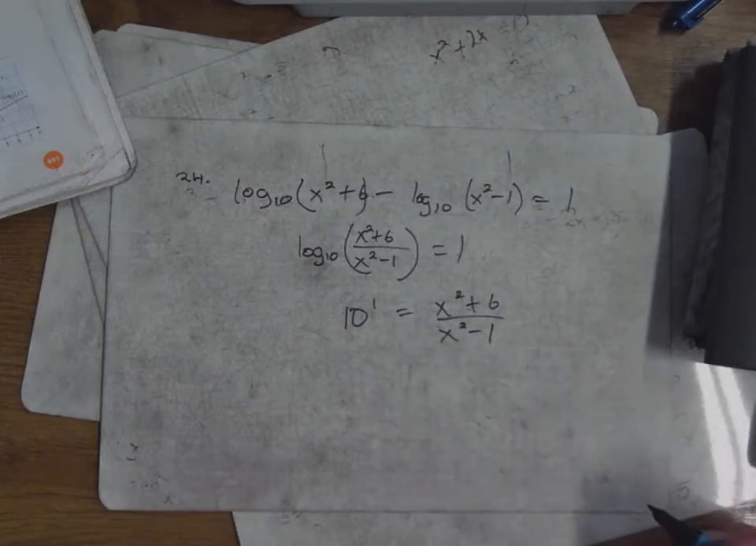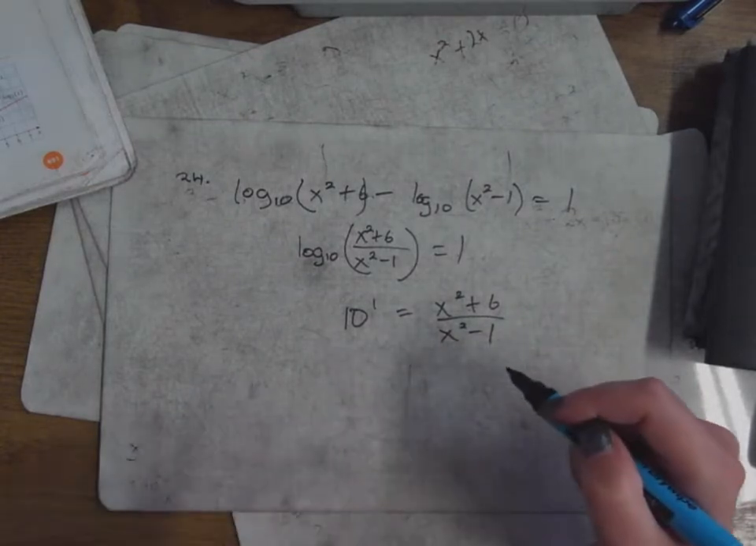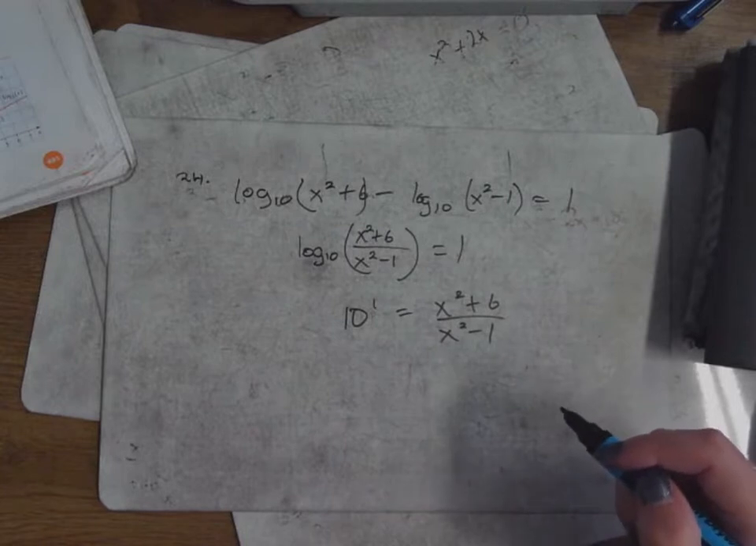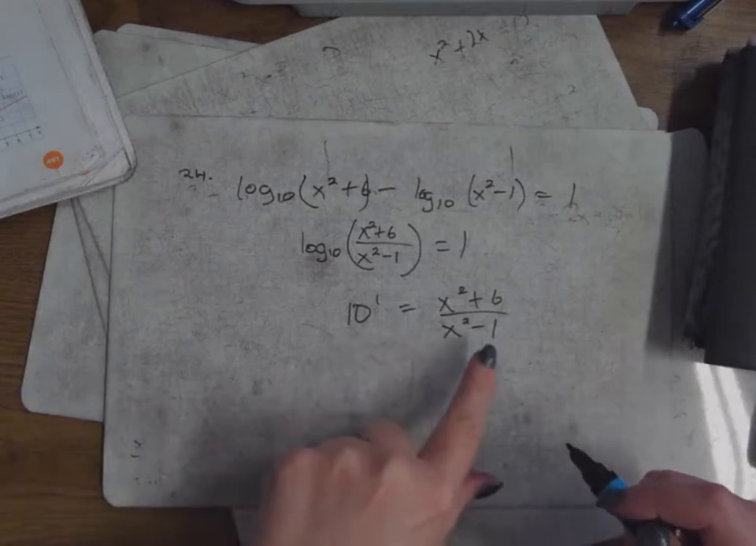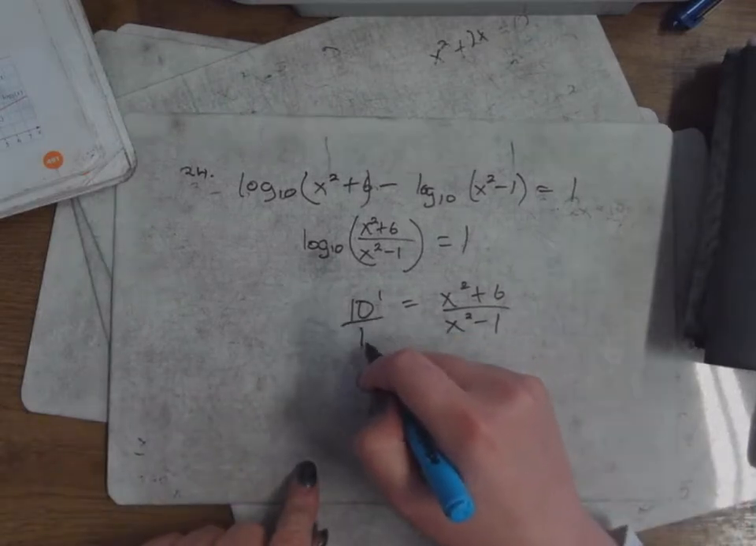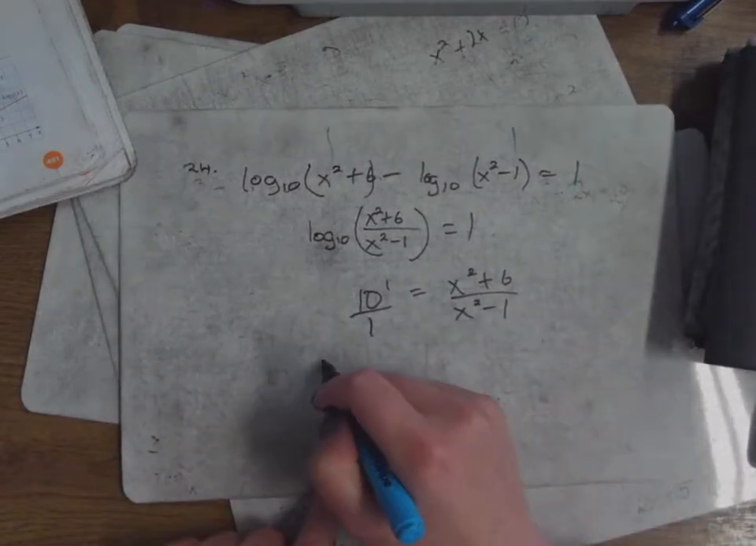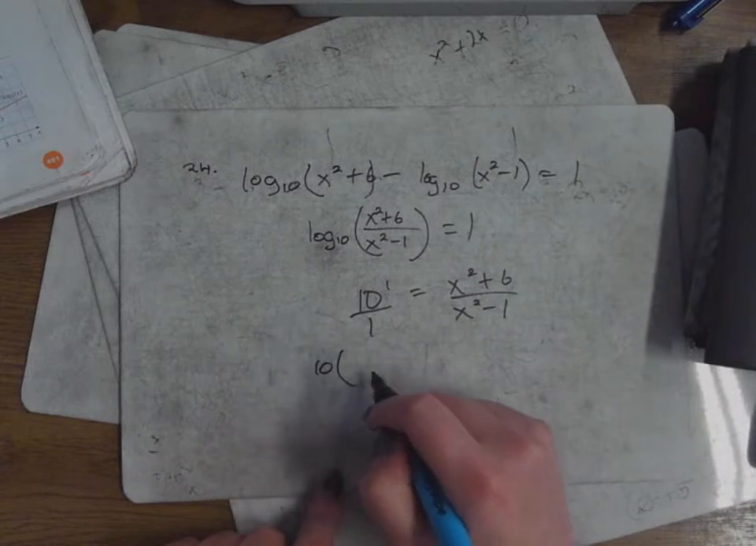Is that okay? Right, so 10 to the power 1 is just 10. So what will I do now? How will I fix this? I either get a common denominator or, because I have a fraction equal to a fraction, what could I do? Cross multiply. So top by bottom, it doesn't matter which way you go.